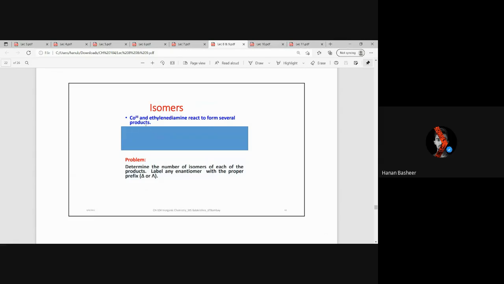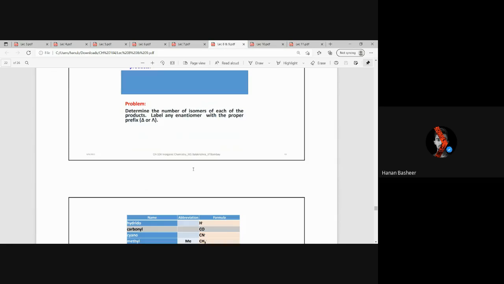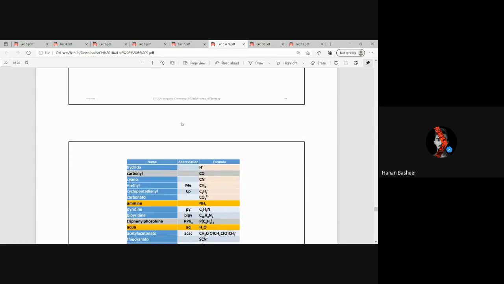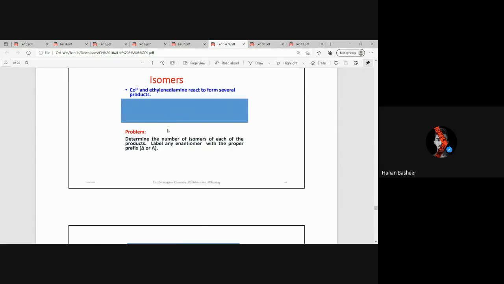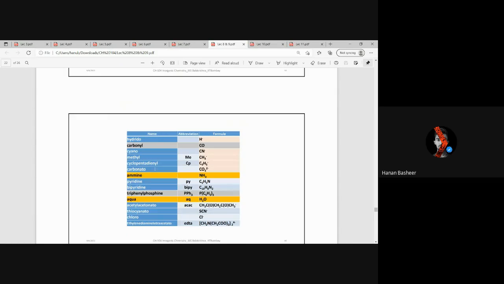Isomers are the ones we just discussed, and CoCl3 and ethylenediamine react to form several products. So we have a question: determine the number of isomers for each product, and label any enantiomer via the proper product. It's a question but it's not mentioned here.